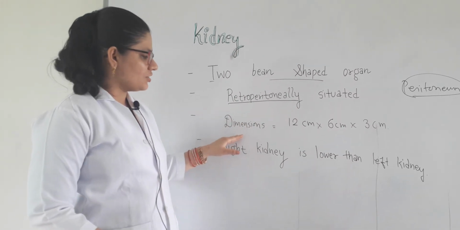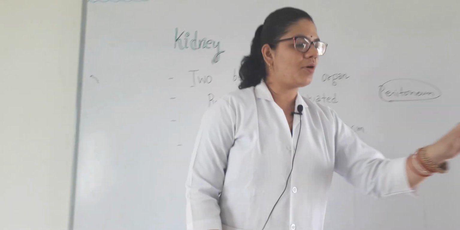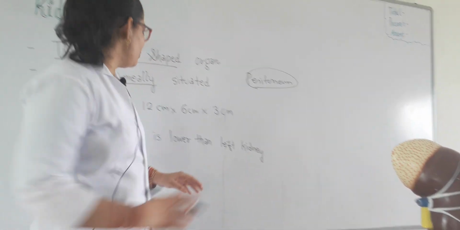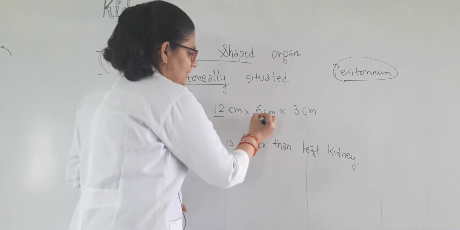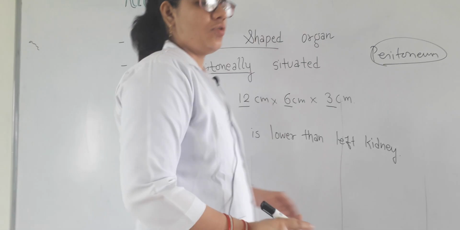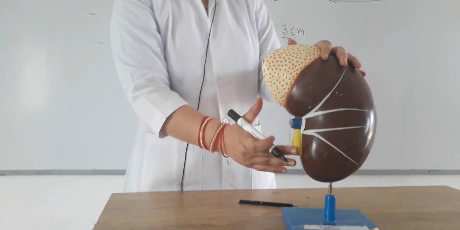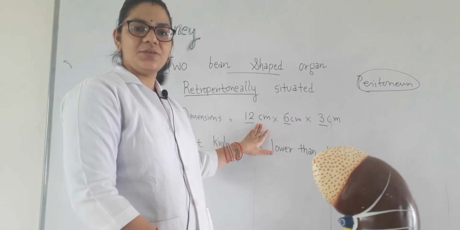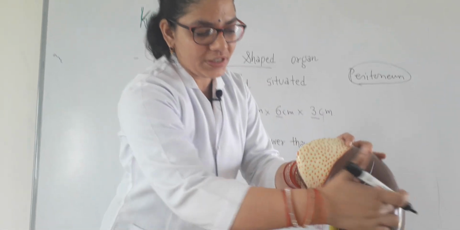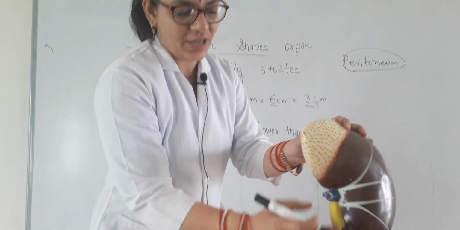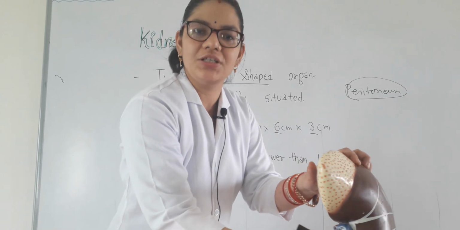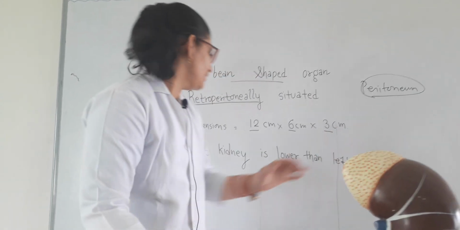Now the dimensions. Dimensions means we are talking about the length, breadth and height. So here you can see 12, 6 and 3. The length of the kidney is around 12 centimeter. The width of the kidney is around 6 centimeter and its thickness is around 3 centimeter. So that is the dimension of the kidney.